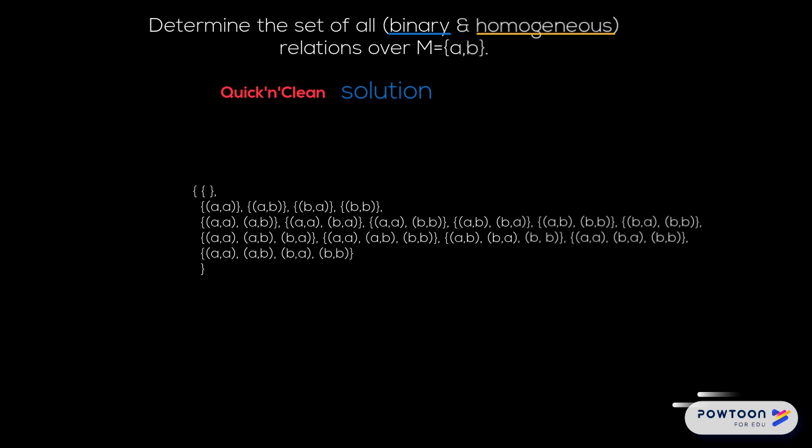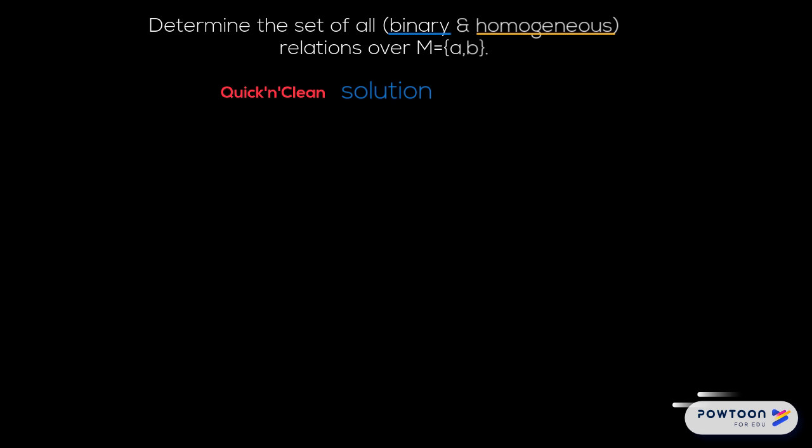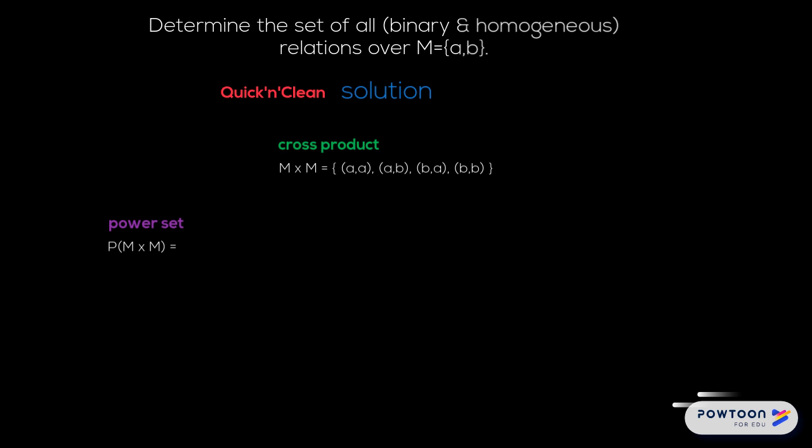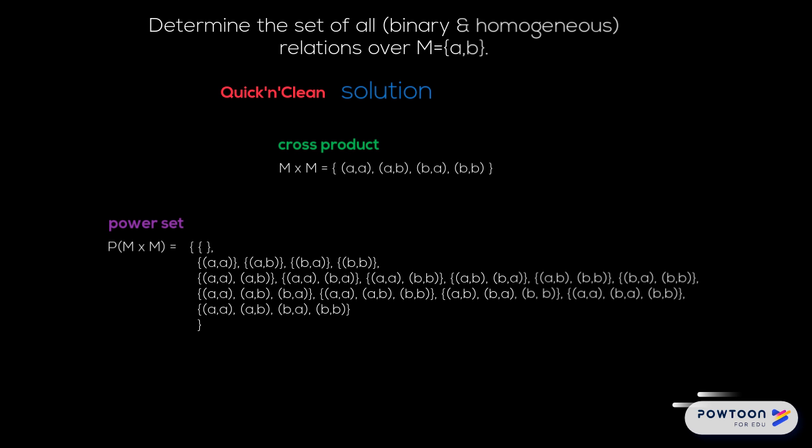For a quick and smart solution, you need a bit deeper understanding of cross or Cartesian products, power sets, and cardinality. We build the cross product of M with itself. This is a set of all four possible pairs. The power set of our cross product is the final solution to our task. The power set contains all possible subsets of the cross product. In our case, this is all possible relations.